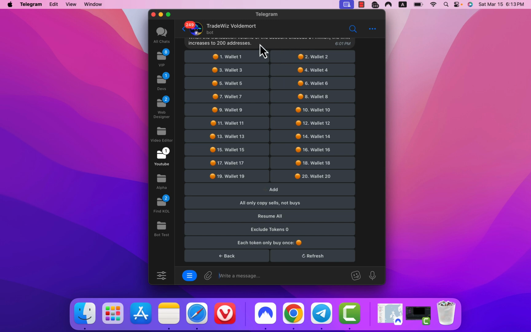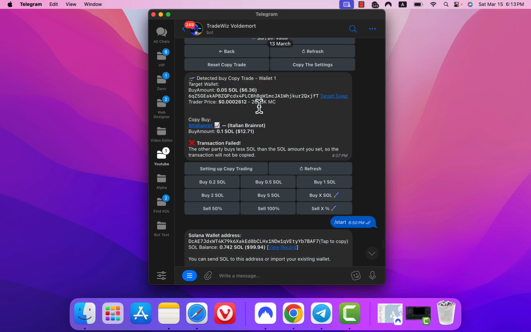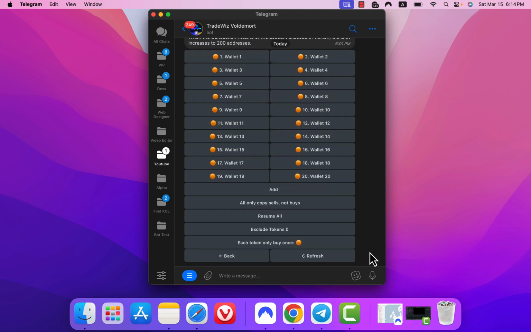During these 2 days, it's interesting to know, I got something around 100 notifications, but most of them failed, and TradeWiz didn't buy those for me because I set some criteria in the settings. For example, for this one, the purchase by this wallet was less than the SOL amount that I set. I think for this wallet I set 0.1 SOL, but he bought 0.05 SOL. That's the reason TradeWiz didn't buy for me. During these 2 days I had 15 trades. Let's actually take a look at them and see what happened.